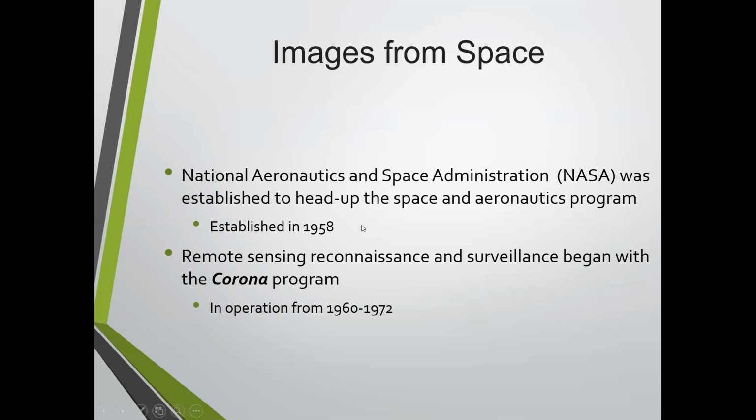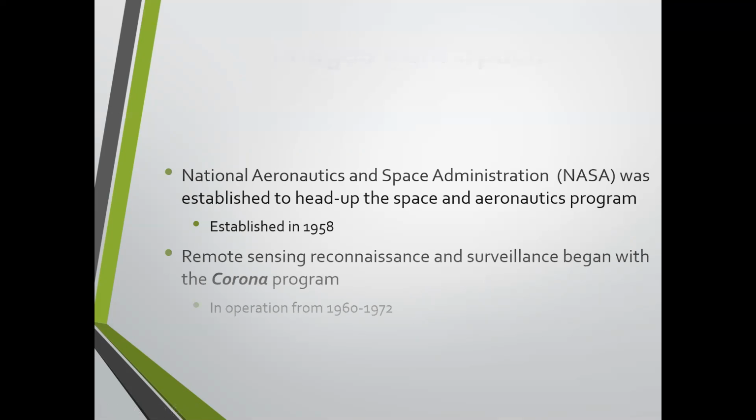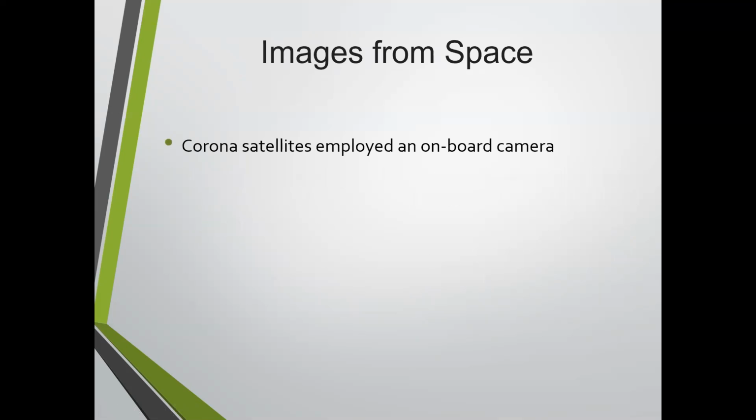NASA was established in 1958, and by the 60s we had this pretty robust program in effect, and that lasted a good long time. In fact, it outlasted the Cold War itself. Corona satellites were different because they employed an onboard camera. They were using film, and at that time, of course, digital film wasn't a thing. So this was real film.